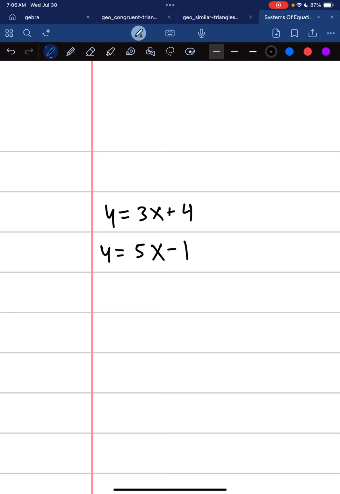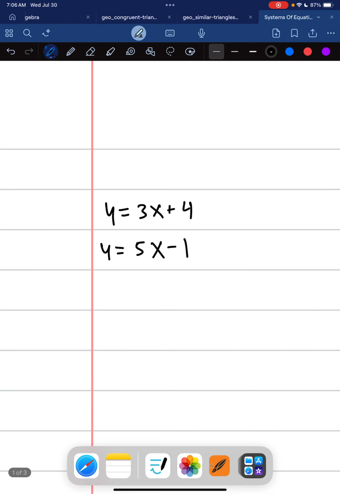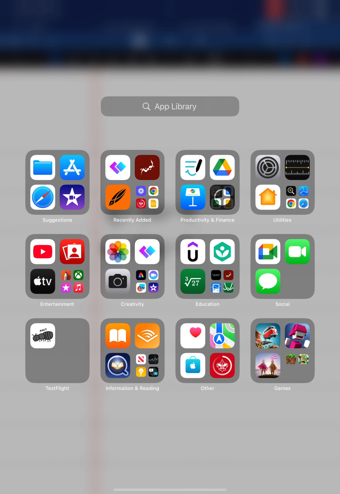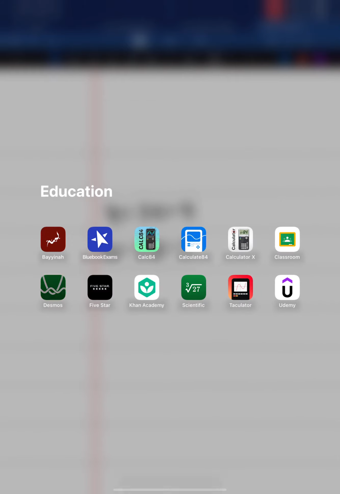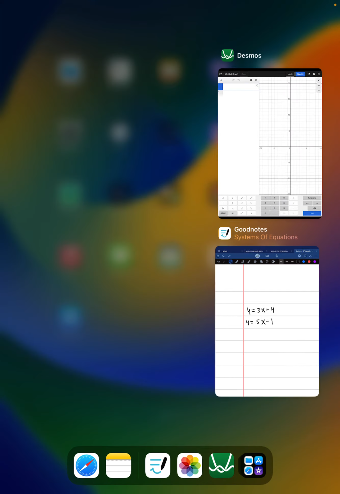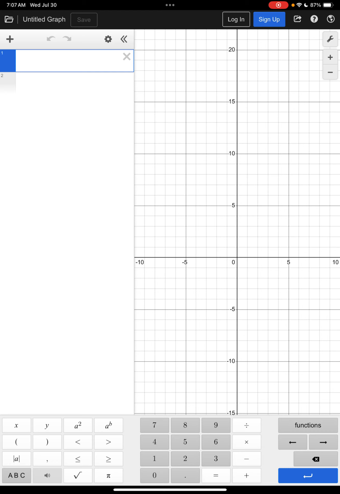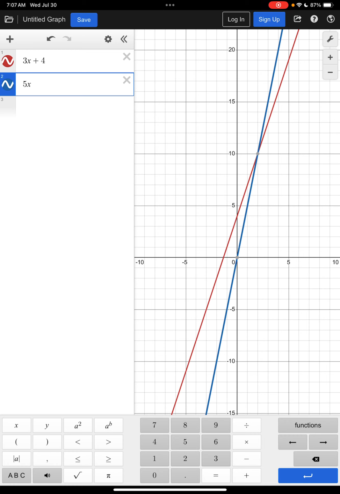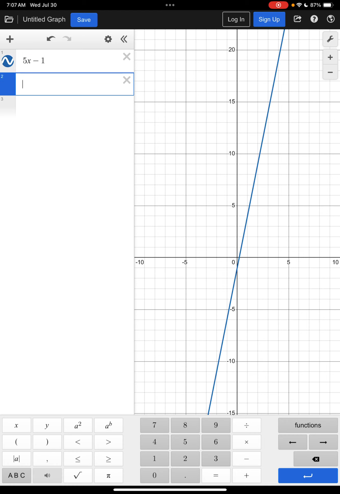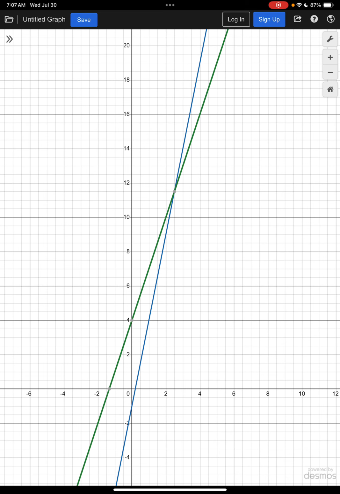Well, one way that you can solve this, and usually the easiest way, is just by graphing. So we can go to Desmos and we have y equals 3x plus 4 and 5x minus 1. When we graph these two equations, we can see that they intersect at this point, 2.5 comma 11.5. So that point right there is called the solution because that's where they intersect, right?